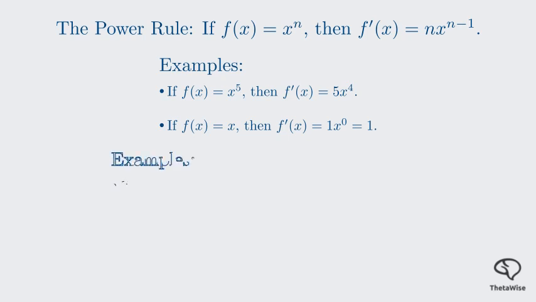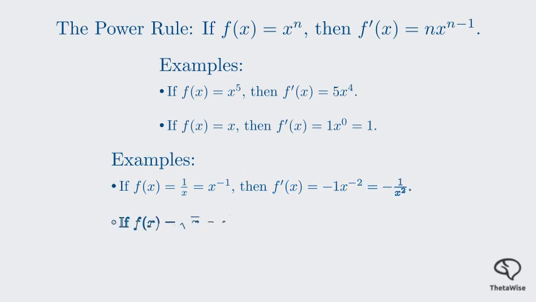Similarly, if f of x equals the square root of x, we can write it as x to the 1/2 power. The derivative is 1/2 times x to the power of 1/2 minus 1, which is 1/2 times x to the negative 1/2, or 1 over 2 times the square root of x. This also matches our previous result.